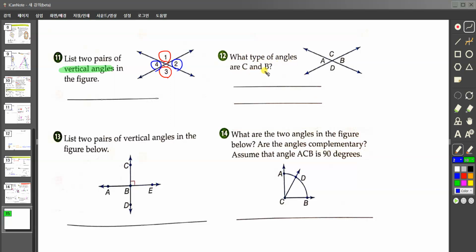What type of angles are C and B? What's that mean? It's something elementary. Does it want C and B can make supplementary? Or acute angle? Supplementary. Yeah. Supplementary. Or right. Does he want to have an answer? B is acute and C is obtuse.